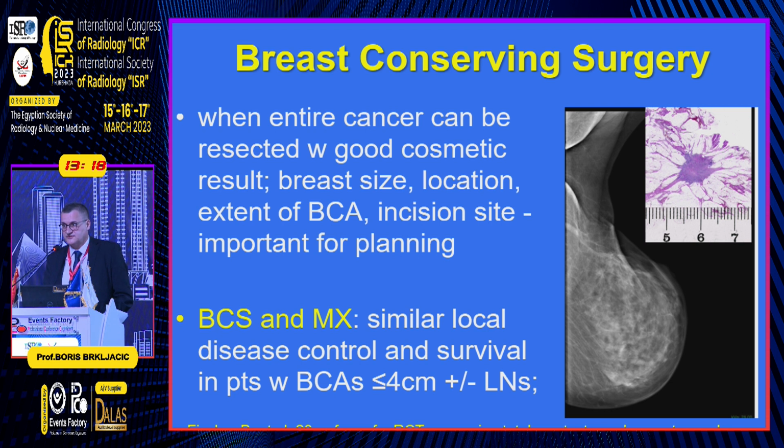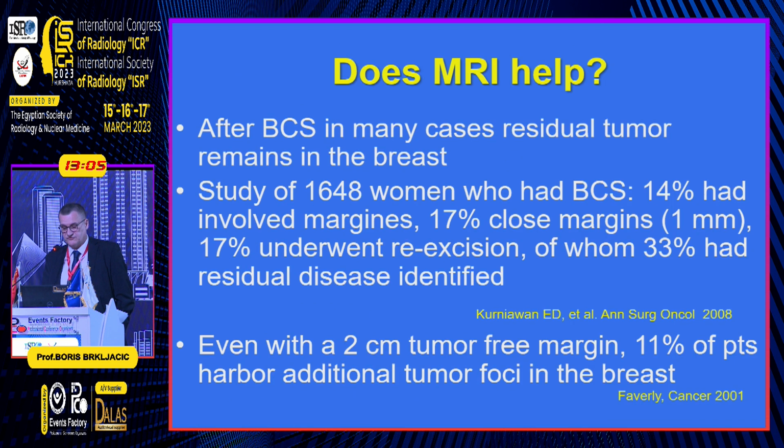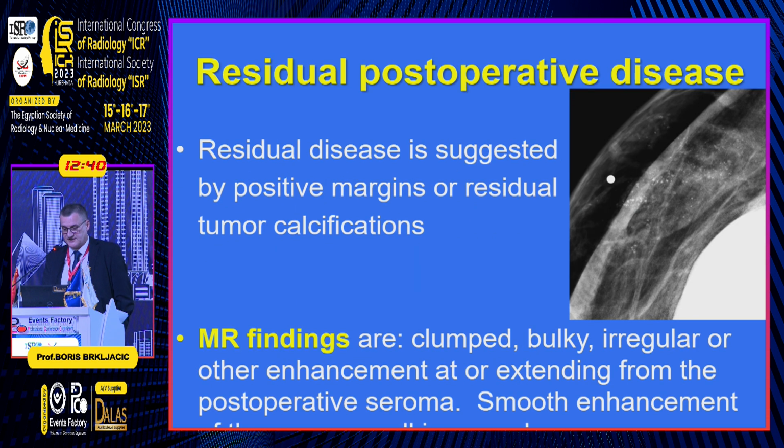And we know that breast-conserving surgery and mastectomy basically have similar local disease control and survival in patients who have breast cancers smaller than 4 centimeters, regardless of the status of lymph nodes. However, after breast-conserving surgery, in many cases residual tumors remain in the breast. Studies long ago have shown that around 1/3 of patients who underwent re-excision had residual disease identified, and even if there is a free tumor margin, some patients may harbor additional foci in the breast.